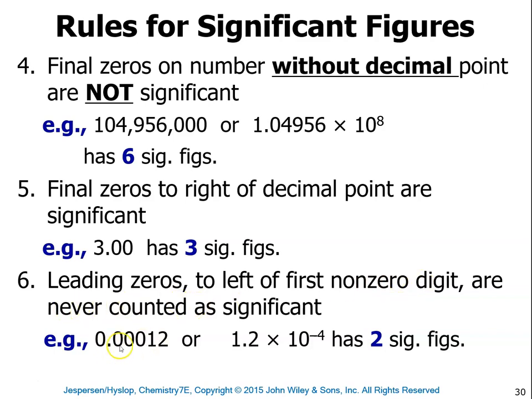Leading zeros to the left of the first non-zero digit are not counted as significant. For example, if you have 0.00012, you would move the decimal place for its scientific notation. You'd move this over to 1.2 times 10 to the negative 4th. 1, 2, 3, 4, right? We moved that 4 units over. This would have 2 significant digits. Again, writing these down in scientific notation can help you better identify how many significant figures you will see.